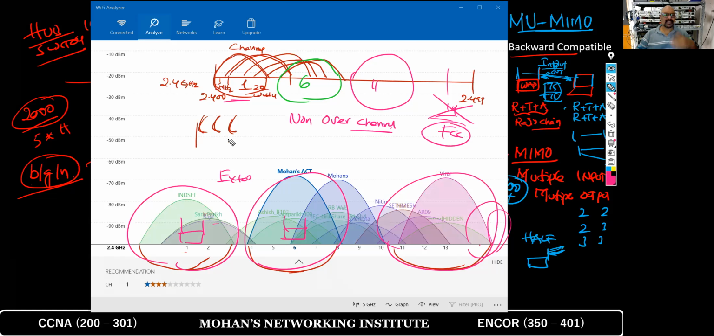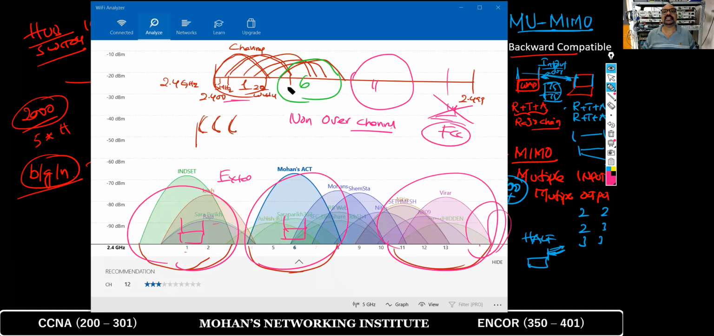In the 22, some headers and some management things will be there, and 20 is used in N basically, otherwise 22. These are called channels. You can see these numbers.